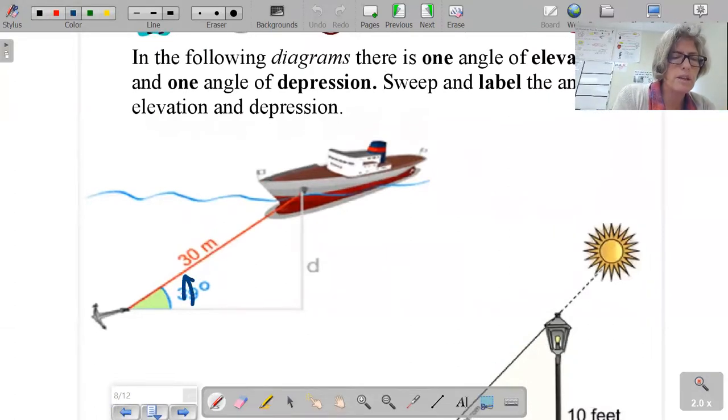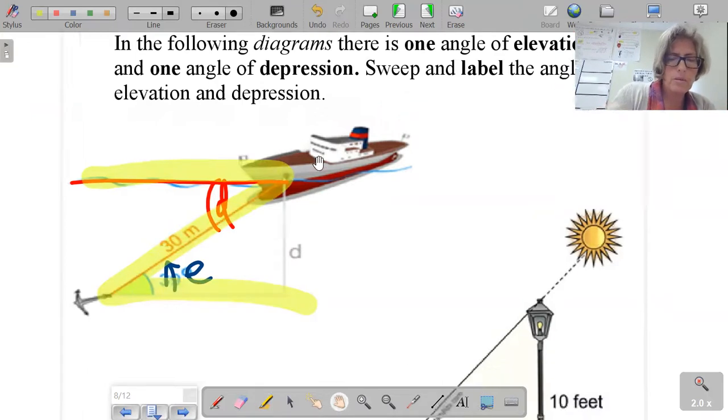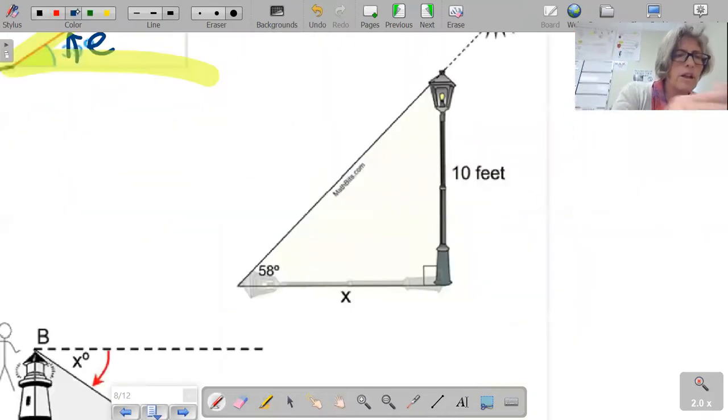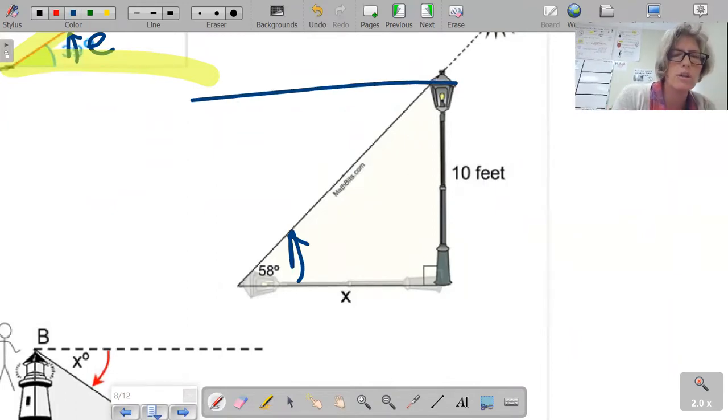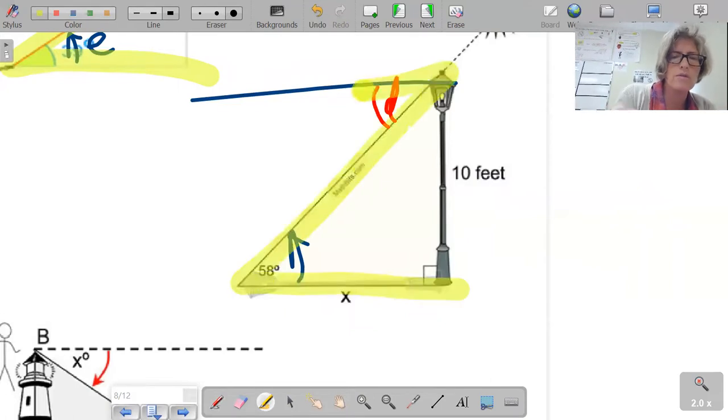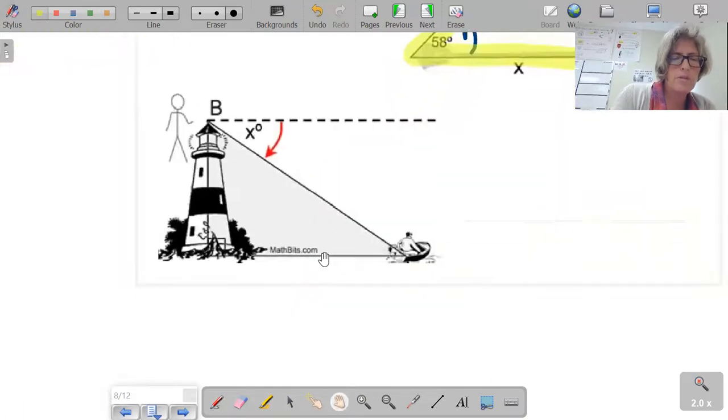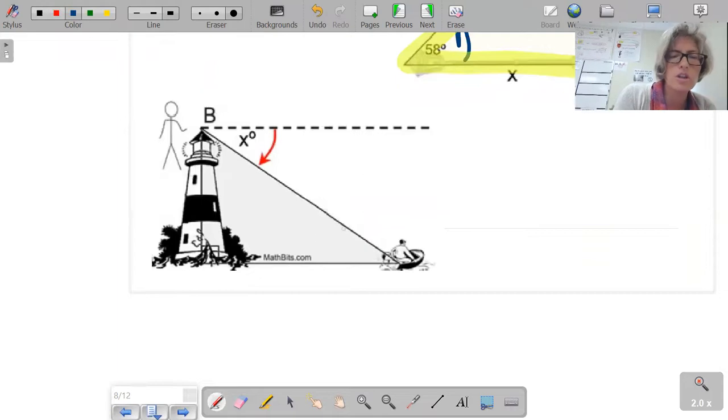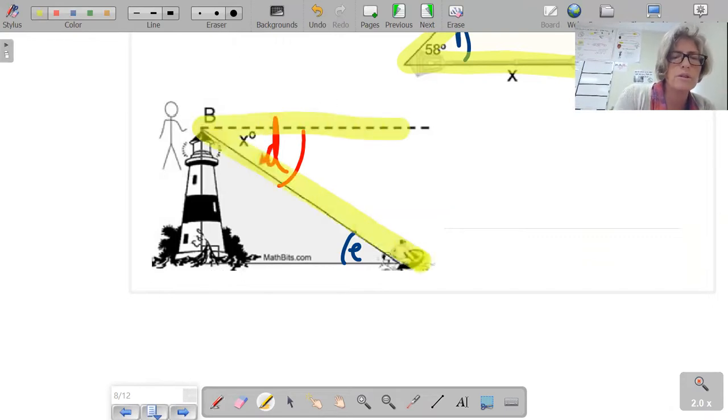Elevation would be right here, E for elevation. Depression, again, you had to add the horizontal, it's right there. Armpits of the Z. Coming right here, your angle of elevation is here. Your angle of depression, you have to draw in the horizontal line right there. Once again, armpits of the Z. Coming down this way, your angle of elevation, right there. Your angle of depression, right there. And we have armpits of the Z.